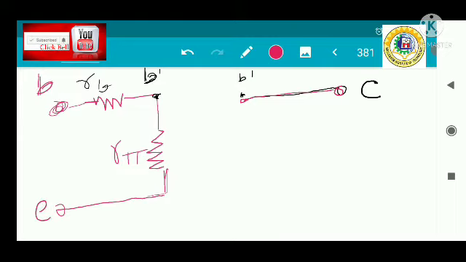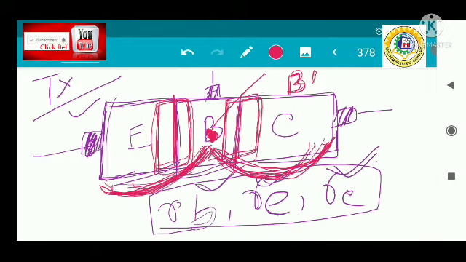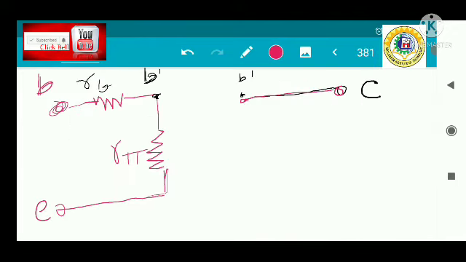So between the base and the emitter, hope you understand, there is a resistance due to this depletion layer. This is the forward bias resistance, and that can be replaced as R pi, and RB is nothing but this contact resistance. So this resistance RB is nothing but your contact resistance. That is your RB, that is different, and R pi, that is different.